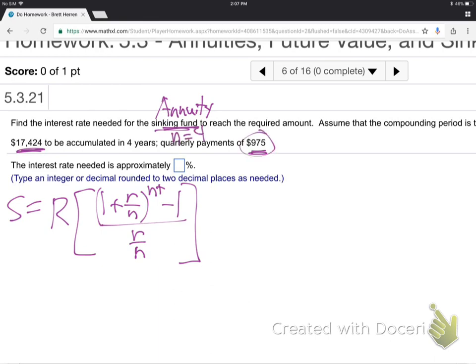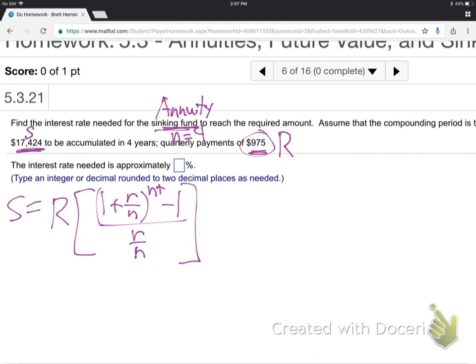N is 4. So 4 times a year, we're making a payment, an R, of $975. This is my S, the pile at the end of the 4 years. The pile is 17,424. So we're trying to pile up 17,424. Let's give it a try. We don't know the little r, though. We don't know the interest rate. Let's plug in what we got.